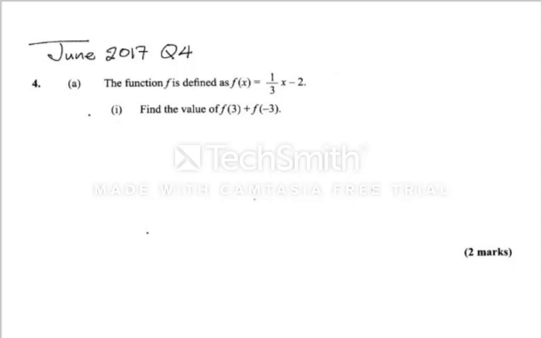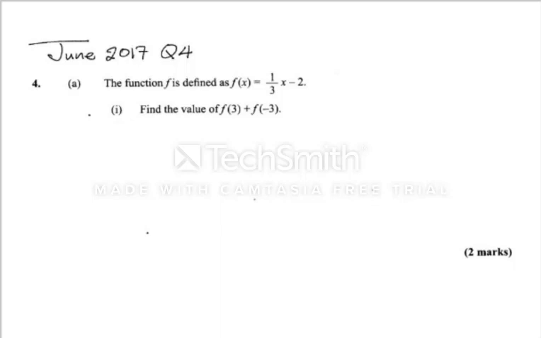All right, let's have a look at this question. This question is taken from June 2017, question number 4. The question says the function f is defined as f of x is equal to 1/3 x minus 2. Part (i): find the value of f of 3 plus f of minus 3.